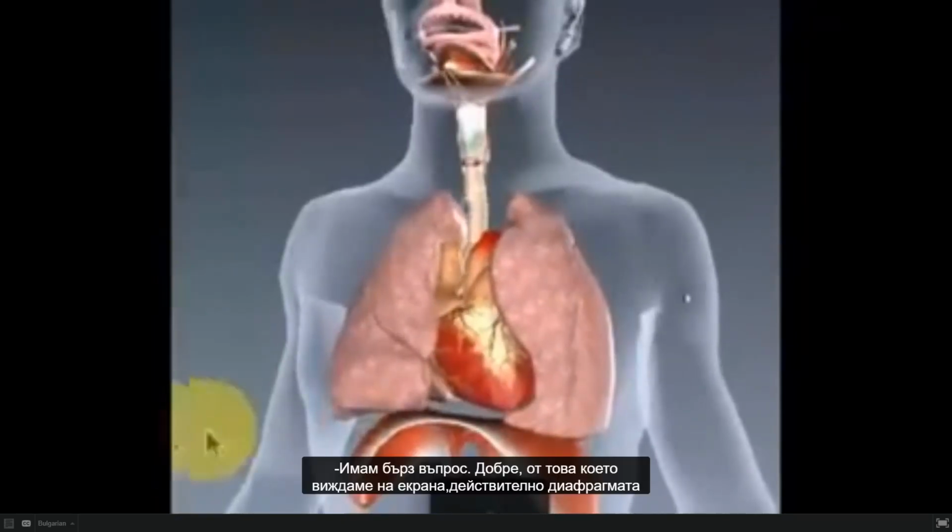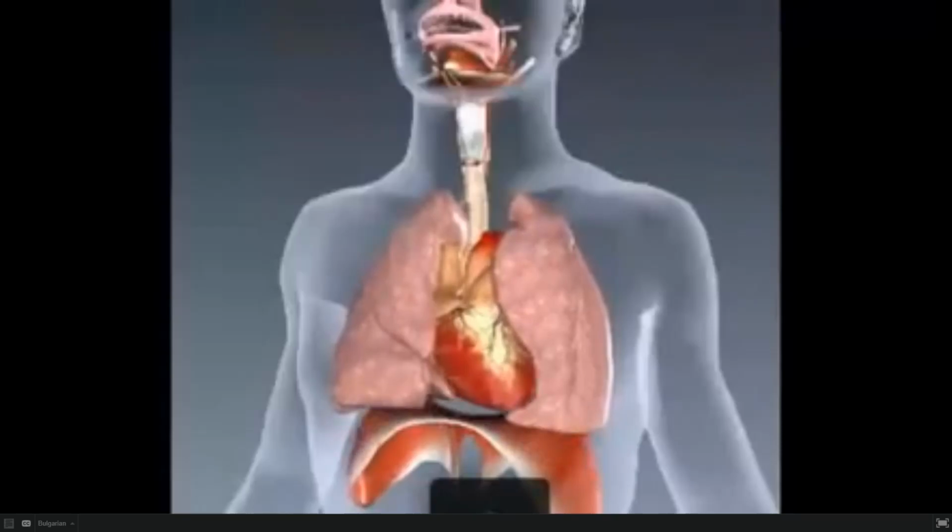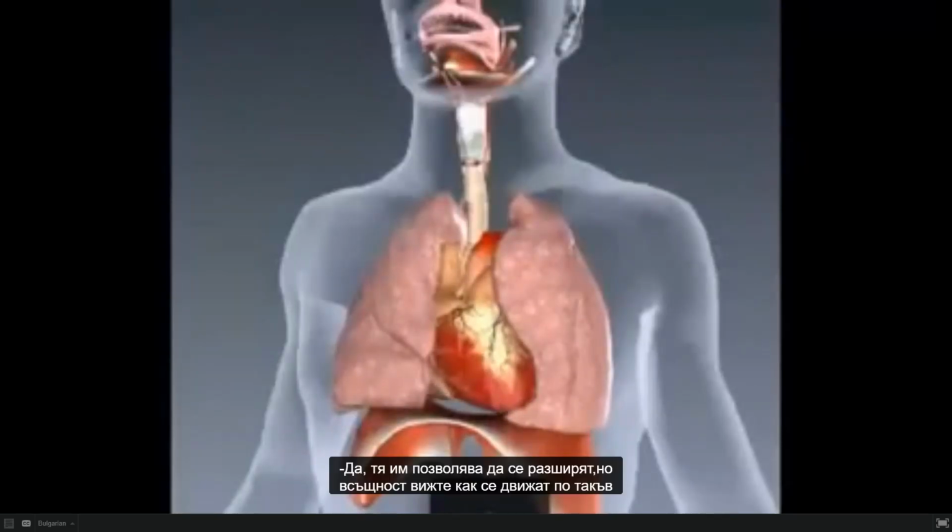I got a quick question for you, Elia. Yeah. Okay, so as in what we see on your screen share right now, is the diaphragm actually pushing on the lungs, or is it allowing space for the lungs to expand? It's allowing the space. Yeah, allowing the space.